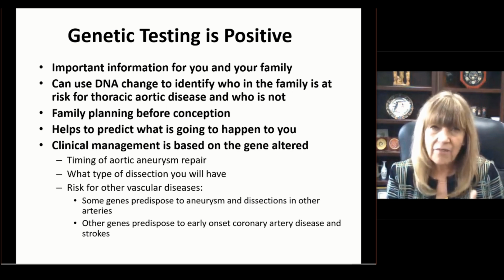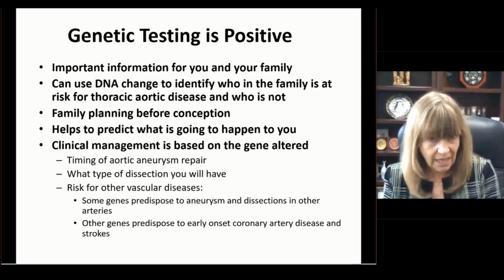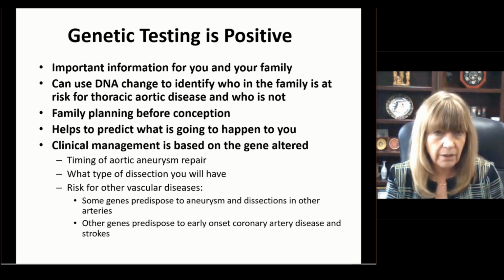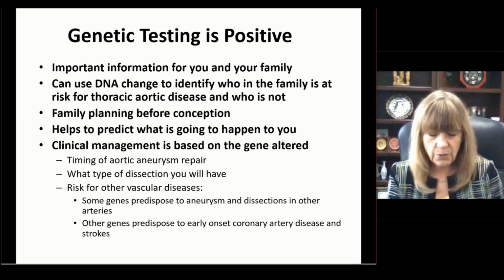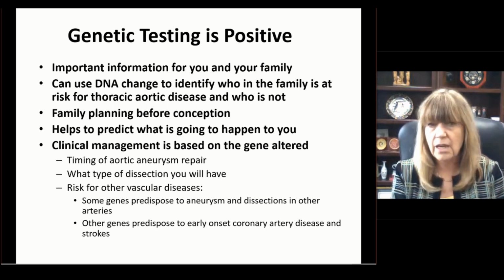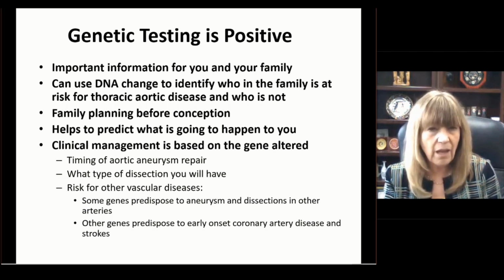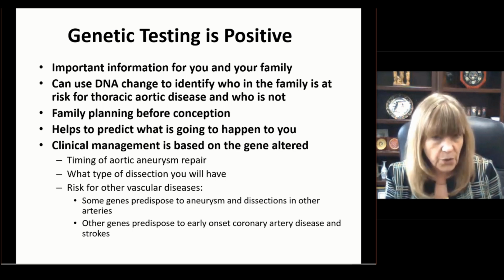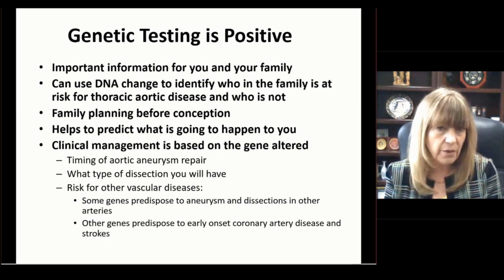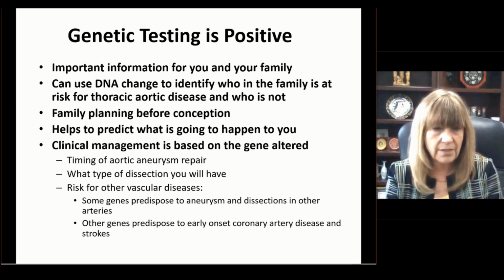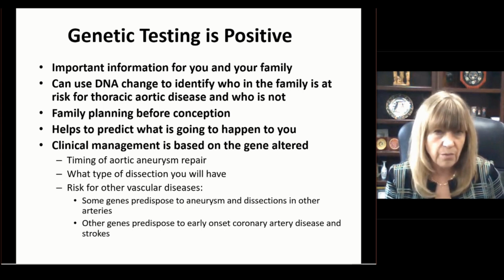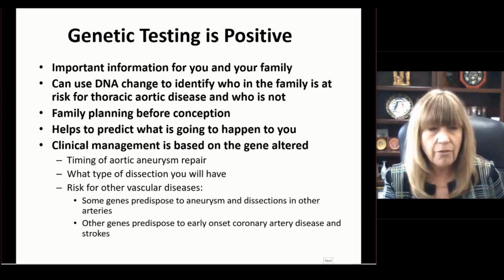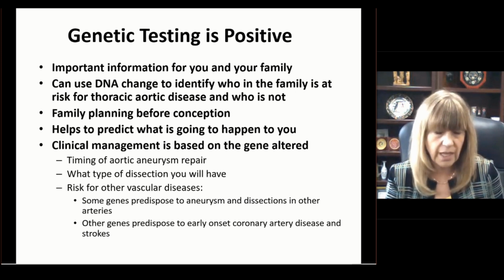Once we have the exact alteration in the exact gene, it helps us determine the clinical management for you and your family. It'll tell us when to time the surgery. It can help us predict whether you're going to have a type A or a type B dissection. And it predicts what may happen to your other arteries. So some of the genes will predispose to intracranial aneurysms, whereas the majority do not. At the same time, there are other genes that will predispose to early onset coronary artery disease and strokes, whereas the vast majority of the genes don't. So we really want to move into this gene-based management so we can get ahead of all these problems with the arteries and hopefully prevent any dissection, aneurysm, or other vascular diseases.